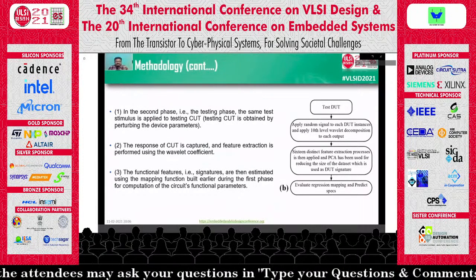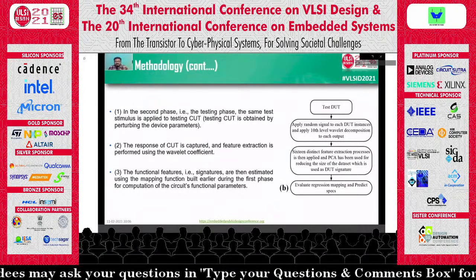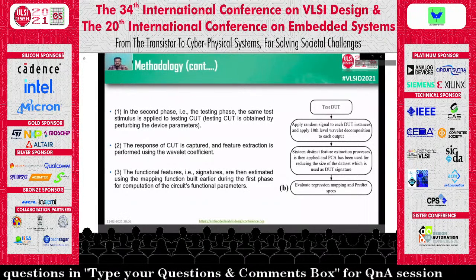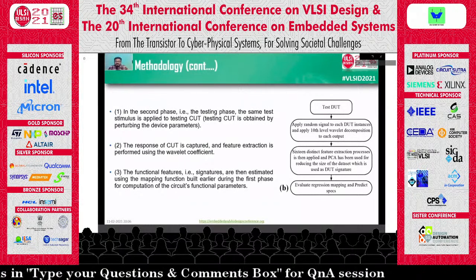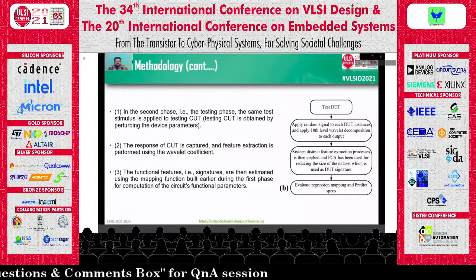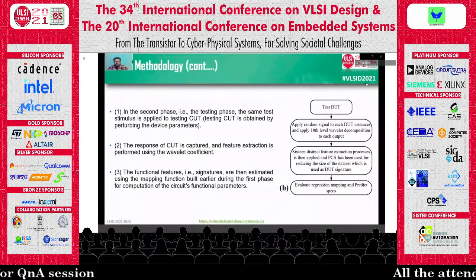In the testing phase, the same test stimulus is applied to the testing CUTs. The response of the CUT is captured and feature extraction is performed using the wavelet coefficient. The functional features, meaning the signatures, are then evaluated using the neural network model created earlier during the first phase to compute the device specification.